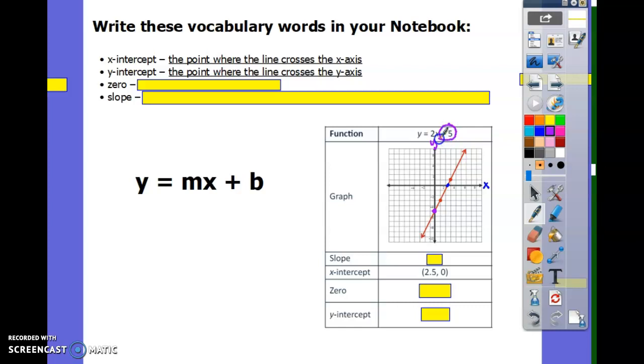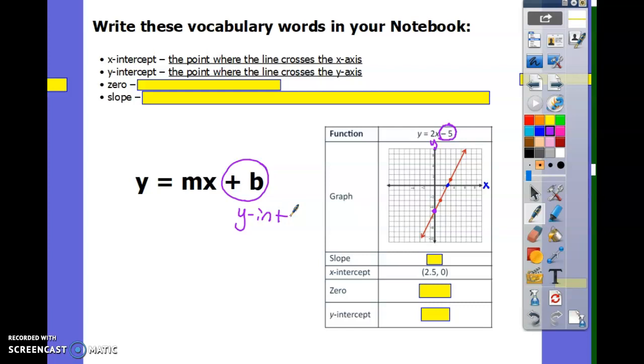What is that called? What is that one called? No, but what is it called? It's my y-intercept, okay? Look at this equation. Y equals mx plus b. The b is the y-intercept. So make sure you write that down on your notes as well. You can put it in the notebook.